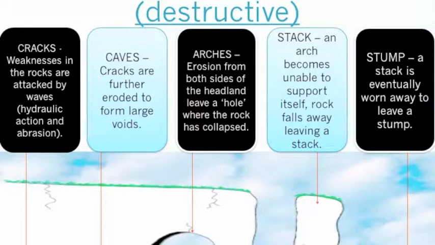So if you move on again to a stack, a stack is an arch that becomes unstable, unable to support itself, and the rock falls away, leaving a stack. Okay, this is what we think of when we think of Old Harry and Old Harry's wife now. That's a stack, Old Harry, and Old Harry's wife is a stump if you have a look a little bit further along. So a stump is just a stack that's eventually worn away to leave a stump.